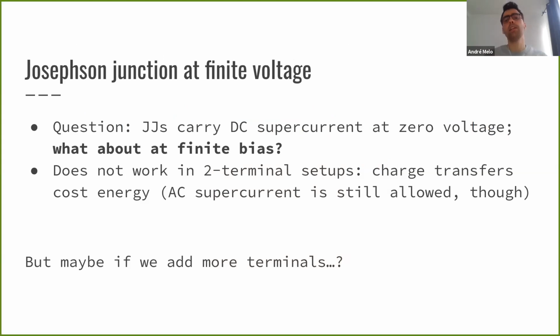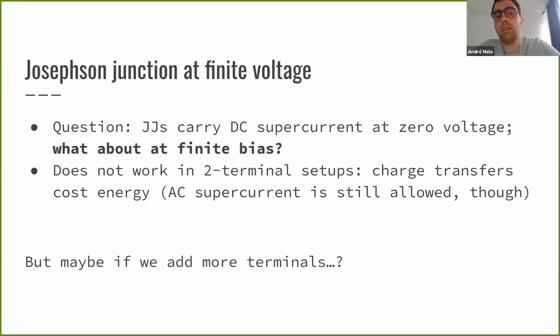Great, so that was a brief recap of SNS junctions and Andreev physics. And now I want to set the stage for the question we want to ask, which is the following. So we saw that Josephson junctions can carry DC supercurrent at 0 voltage through these Andreev bound states. But what about at finite bias? If I voltage bias my device, can I still get a DC supercurrent?